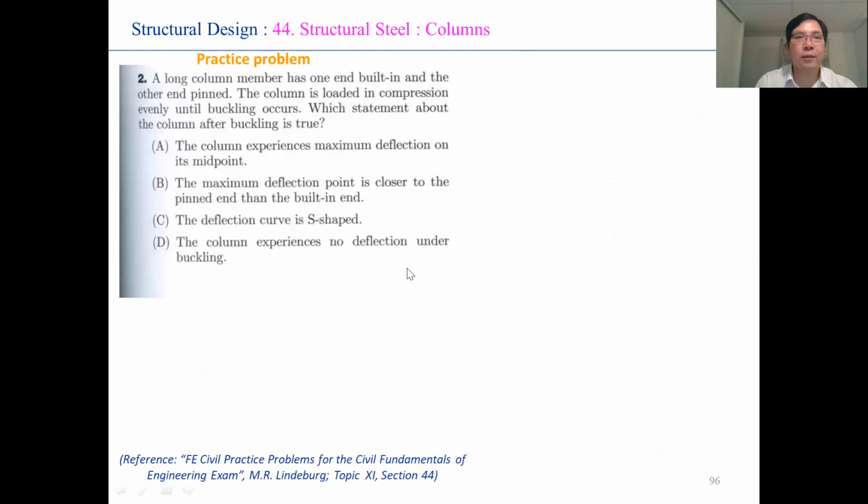Now we pass to another practice problem. A long column member has one end built in and the other end pinned. The column is loaded in compression evenly until buckling occurs. The question is which statement about the column after buckling is true. So they give you 4 options A, B, C, D.